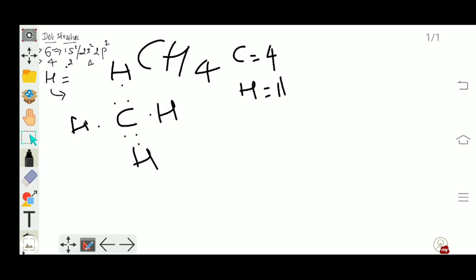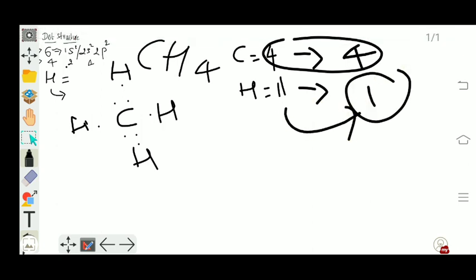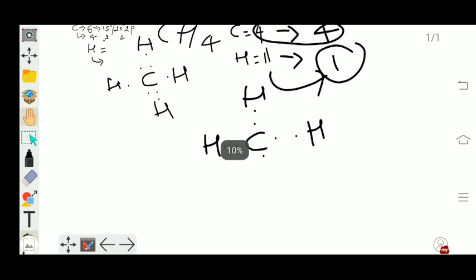Here hydrogen has 1 electron, and carbon has 4 electrons, so carbon still requires 4 more electrons to attain the octet, which means 8 electrons, and each hydrogen requires 1 electron to attain the duplet. So carbon will take 1 electron from a hydrogen and share 1 electron from its own atom, and again the same with another hydrogen.